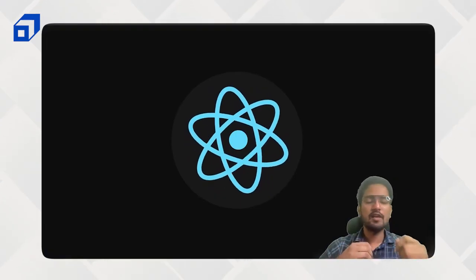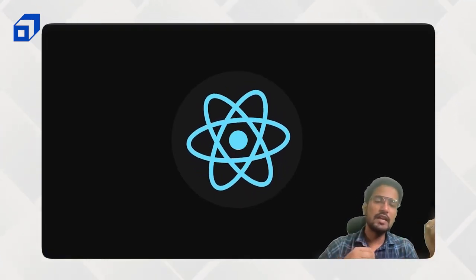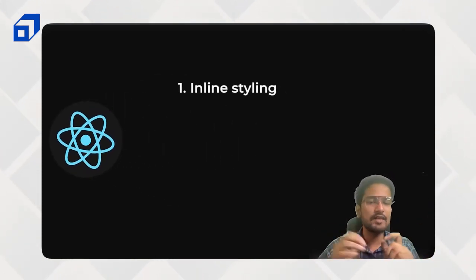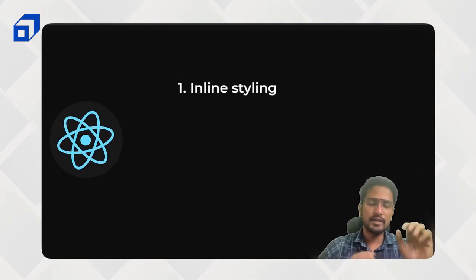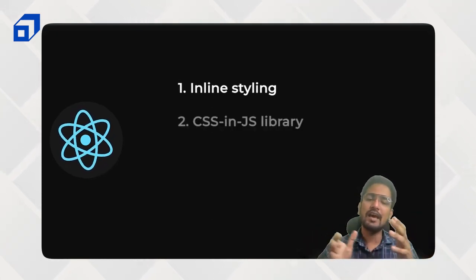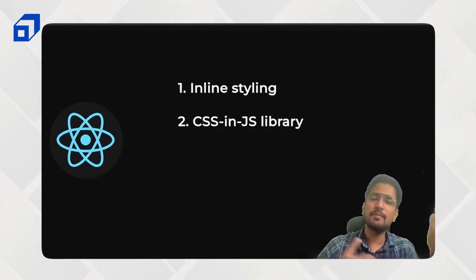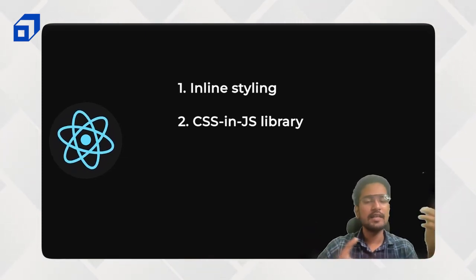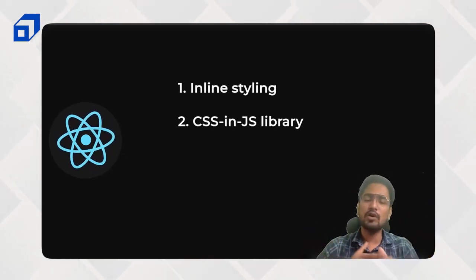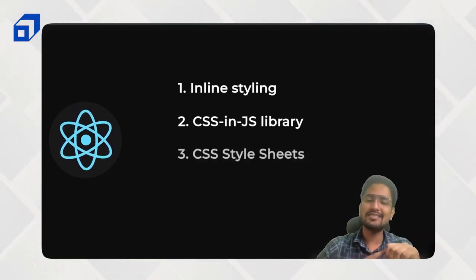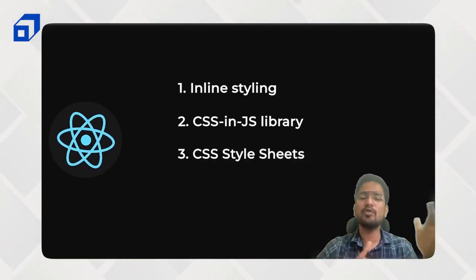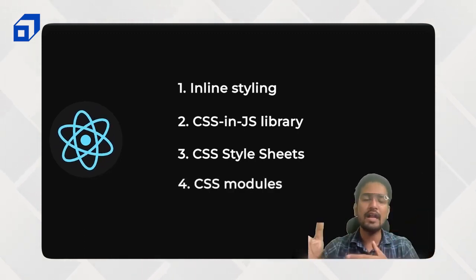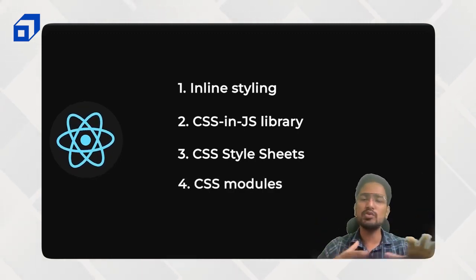So majorly there are 4 ways in which you can style a component or a React application. First is inline styling, where you style right inside the component. Second, by using a CSS-in-JS library, maybe styled-components, that builds on that inline styling. And there is another way, the old school one, that is using CSS style sheets. And as an improvement on that, there is another thing, CSS modules. So there are majorly 4 ways, and according to your need, you can choose any of those.